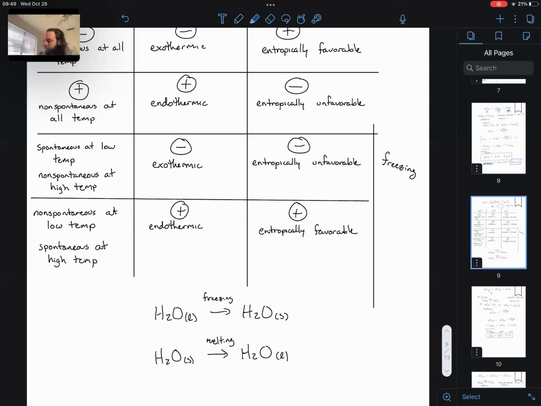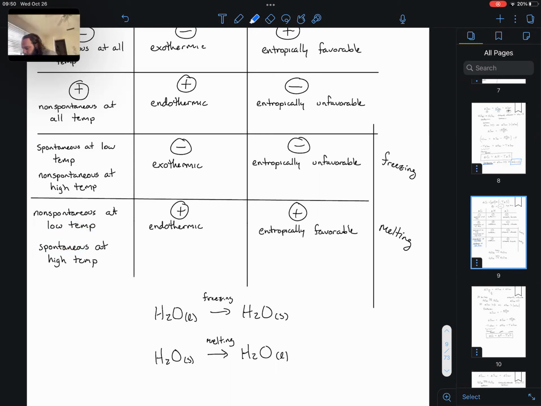And that should make sense because we know that freezing is spontaneous at low temperatures, right? That's when water will freeze, when it's at low temperatures. But we don't just have the ocean turning into ice because it's non-spontaneous at high temperatures. And on the flip side, melting would be an example of a process that is endothermic but entropically favorable, right? We're creating more disorder. And that should make sense because melting doesn't occur at low temperatures, but does occur spontaneously at high temperatures.